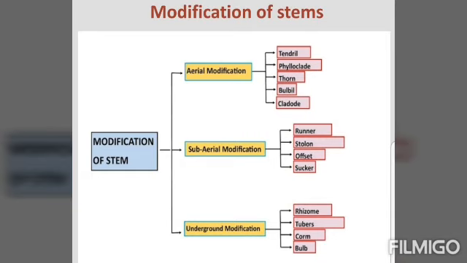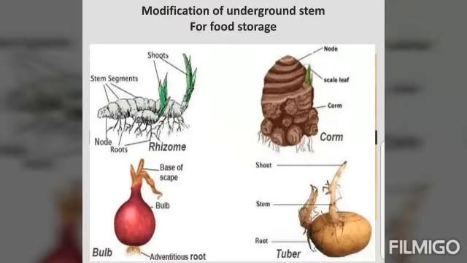Stems may not always be typically like what they are expected to be. They are modified to perform different functions. Underground stems of potato, ginger, turmeric, zamikand, colocasia are modified to store food in them. They also act as organs of perennation to tide over conditions unfavorable for growth.